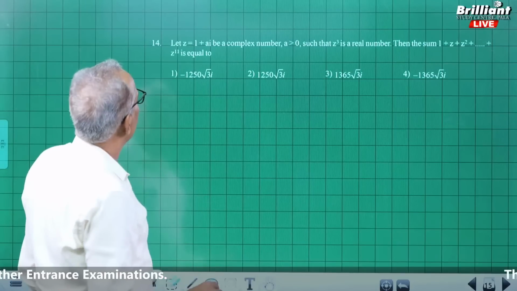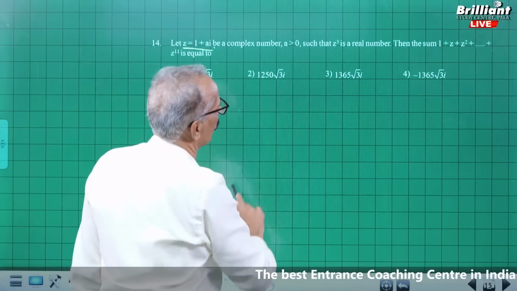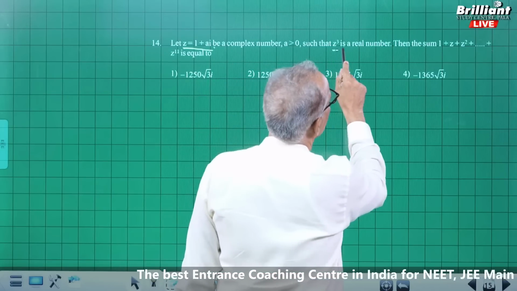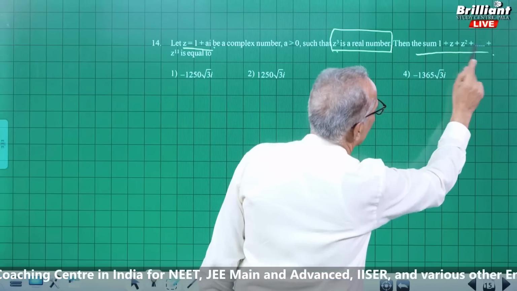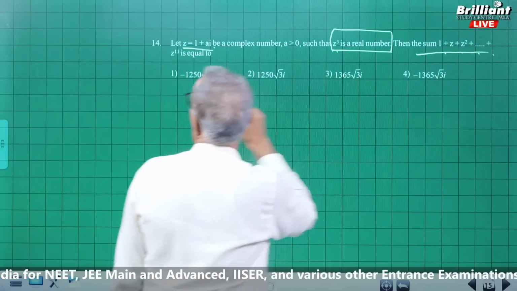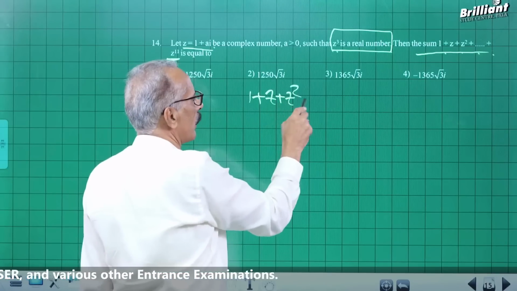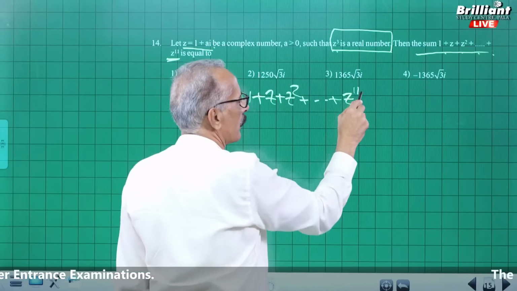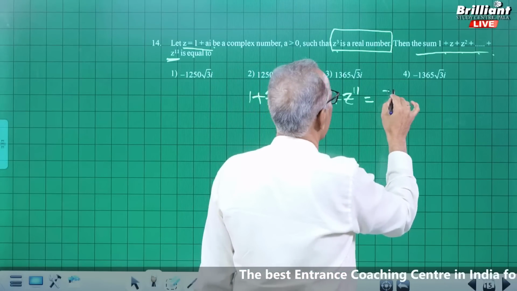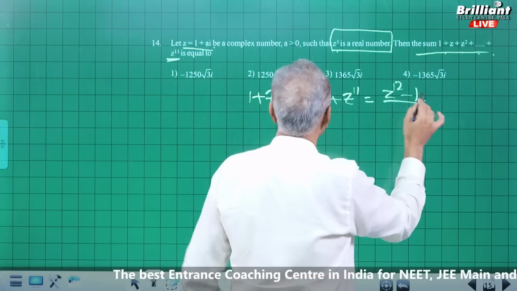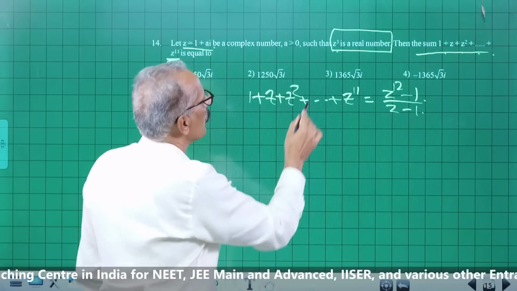This is question 50. Let z = 1 + ai be a complex number such that z cube is a real number. What is 1 + z + z square up to z raised to 11? We know this is a GP. This will become (z^12 - 1) divided by (z - 1), which you can take.